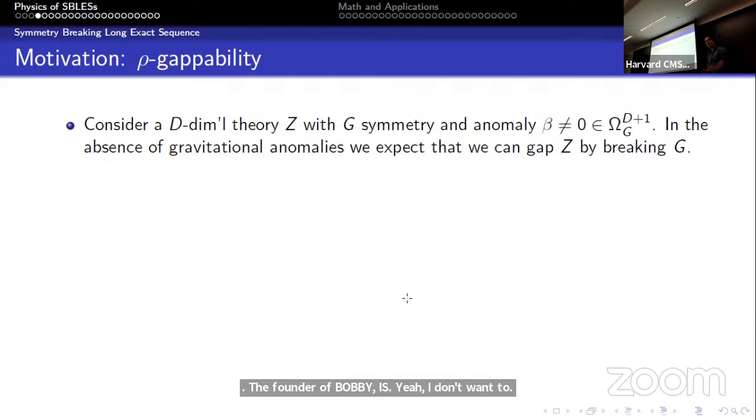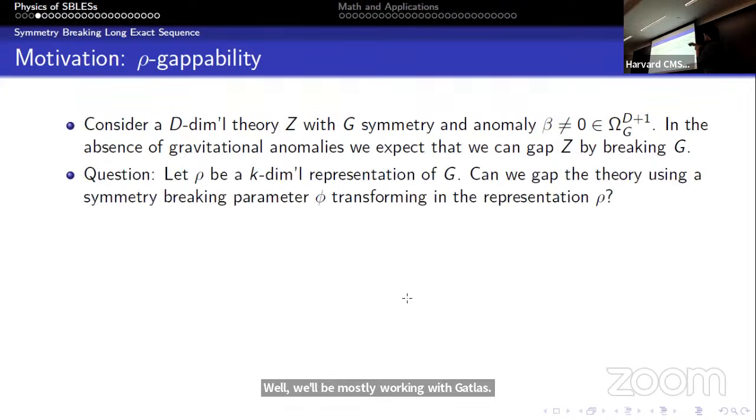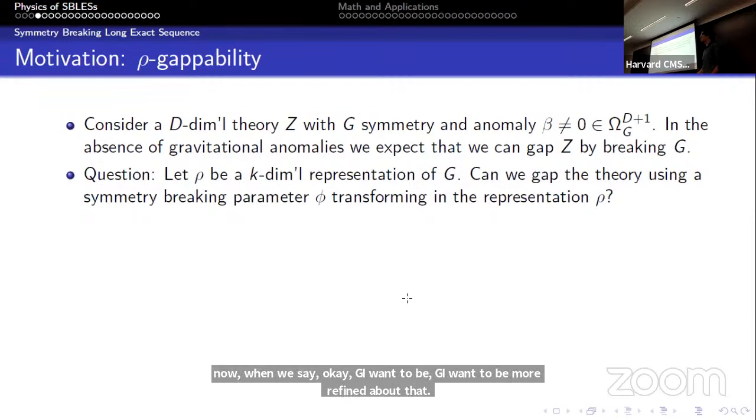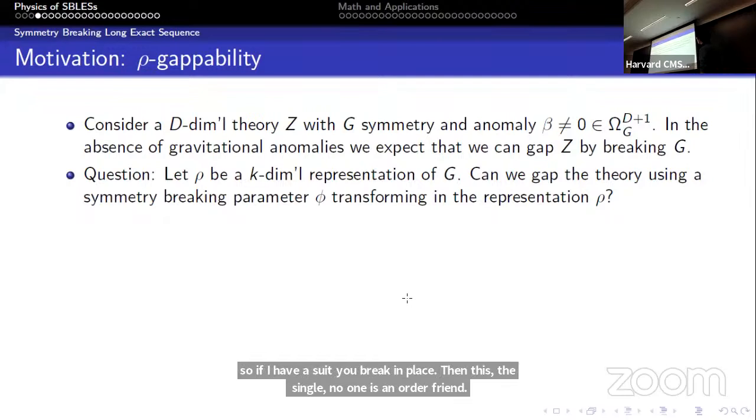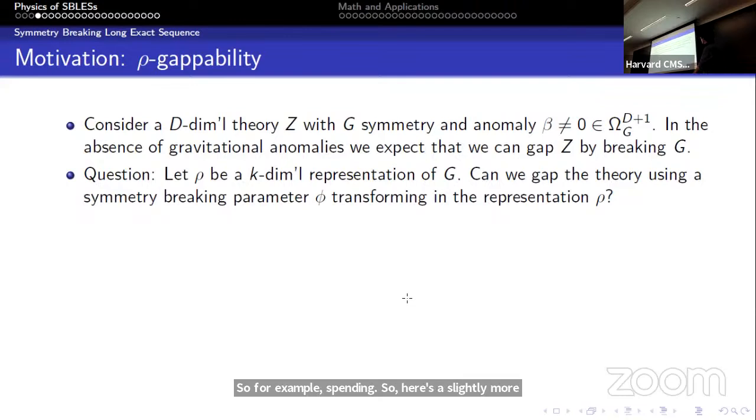Okay, good. So here's a question. But now, when we say we can gap the theory by breaking G, I want to be more refined about that. If I have a symmetry breaking phase, the normal thing is an order parameter. So here's a slightly more refined question: let rho be a k-dimensional representation. Can we gap the theory using a symmetry breaking parameter phi that transforms in such a representation? So I'm asking for symmetry breaking, but in a specific representation. And you see, I might get a different answer with a different representation.